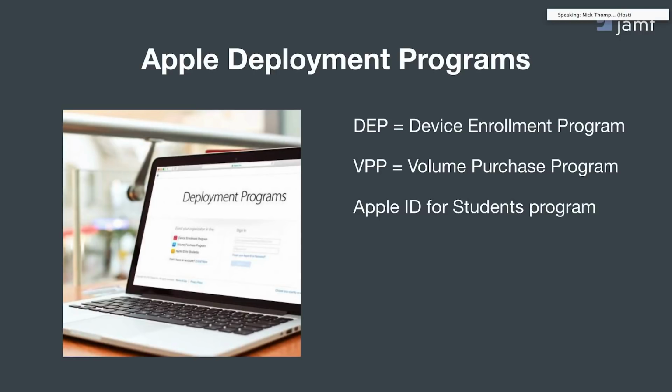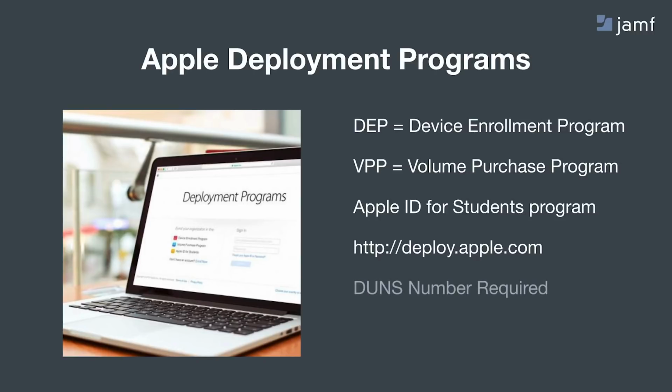If you're in the enterprise, you probably aren't too worried about that, but it is a program that has existed. And all of these can be found on Apple's website, and these are free programs to sign up for. You simply go to deploy.apple.com, and you create essentially an Apple ID that is tied to these programs as the administrator to sign up for them. When you do sign up for this, you do need what's known as a DUNS number, which is just Apple's way of verifying that you are an organization and not an individual, because these are programs for an organization.